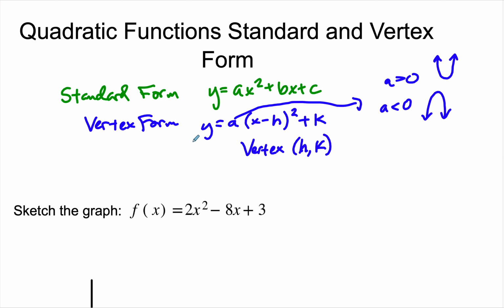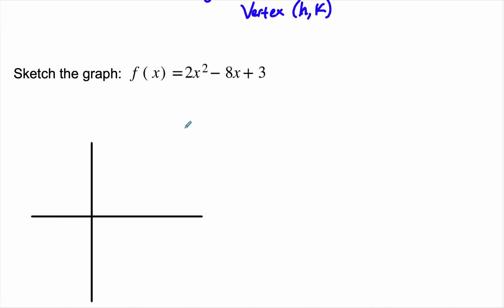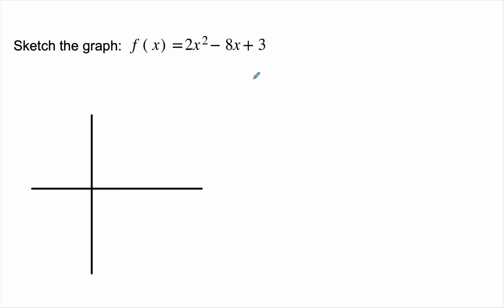Okay, let's look at our first example. So it says sketch the graph. Well, first we need to get it into vertex form. Actually, one thing we can do before we even do that, remember our y-intercept in standard form is just our constant right here. So our y-intercept is 0, 3. And the reason why that works is because if you make x 0, then this is really y, so y equals 3. Okay, so we have that.